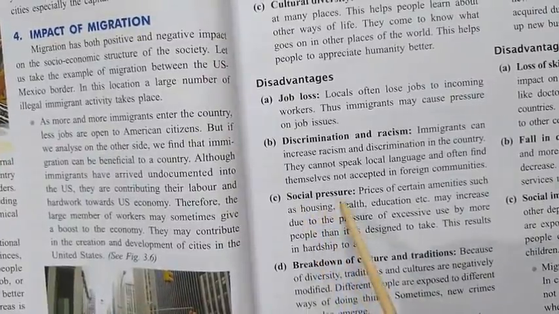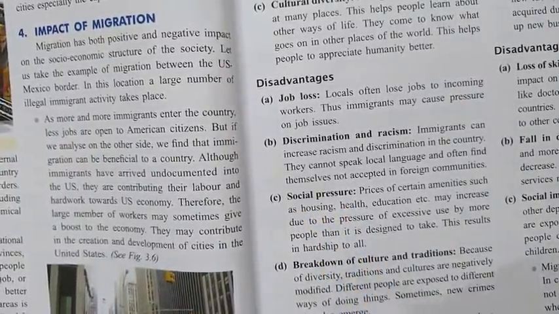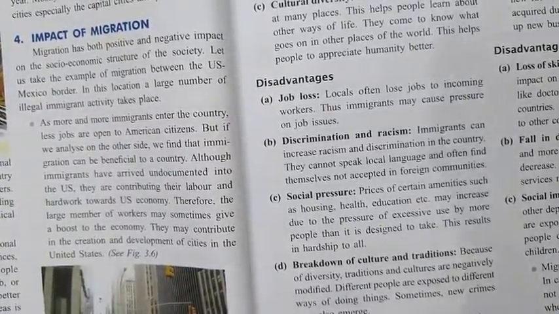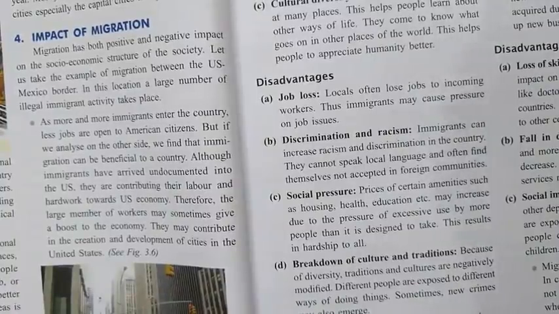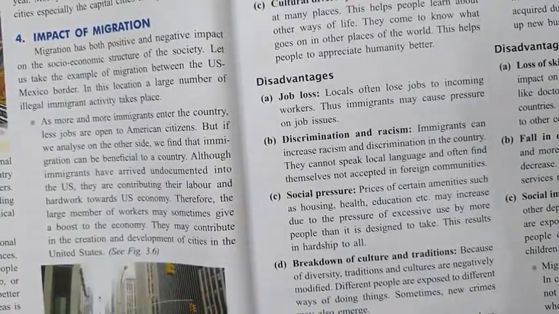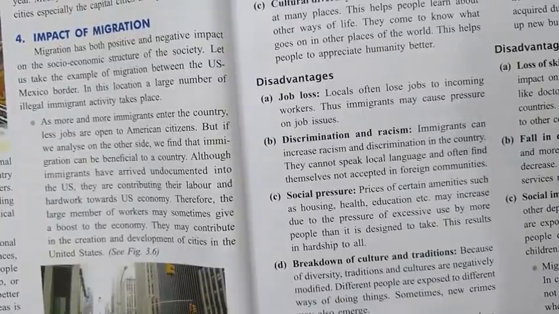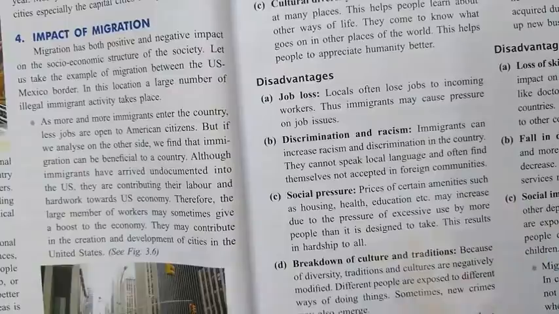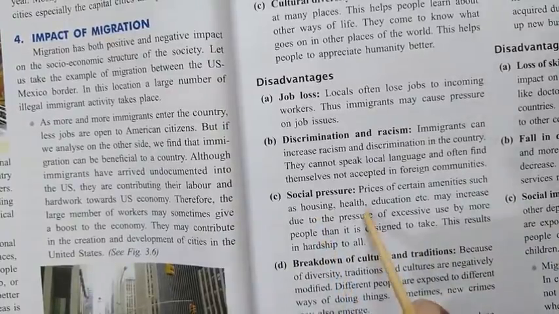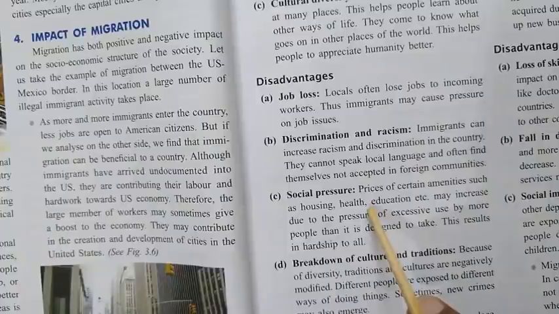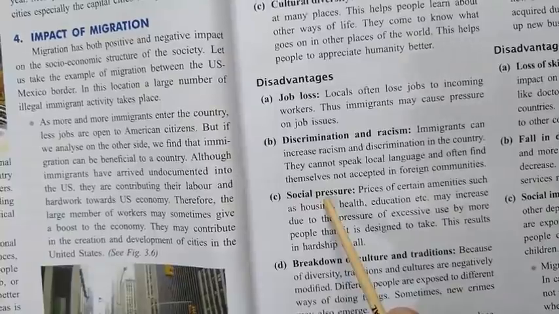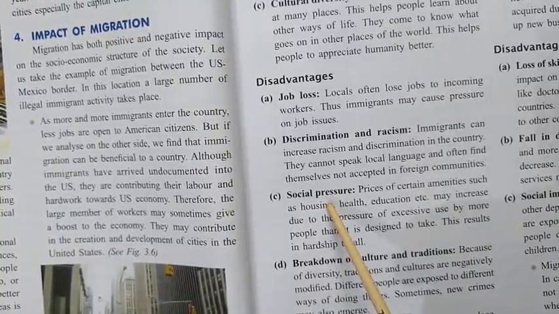Another is the social pressure. Usually the government has very limited facilities. A government can provide limited facilities to its citizens, and when a large number of people start migrating from different countries to some destination country, it also starts creating a social pressure. There are certain amenities like housing, health, education, which now get increased pressure. So this is the third disadvantage, social pressure starts developing in these destination countries.